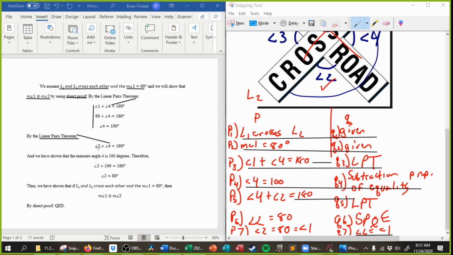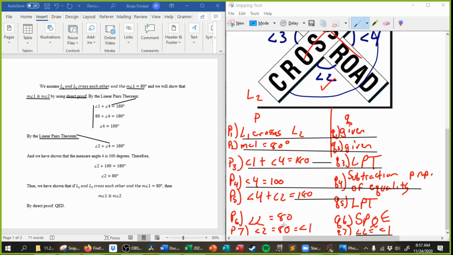Again, I'm going to say by the linear pairs theorem, because that is new to us, that this is true. And we can see here, I wrote on the left, angle 2 plus angle 4 equals 180, but on the right I wrote angle 4 plus angle 2 equals 180. Is that a problem? No. 3 plus 2 is equal to 2 plus 3, so I can write those in either order. And nobody will be marked wrong if they put 2 first or 4 first. As long as everything's true, you're good to go.